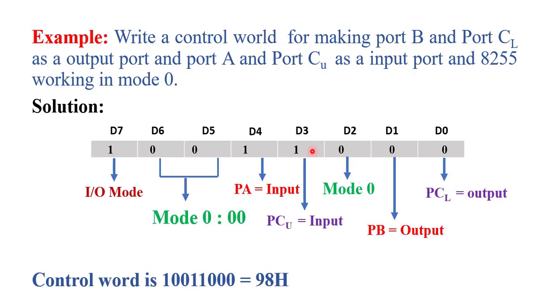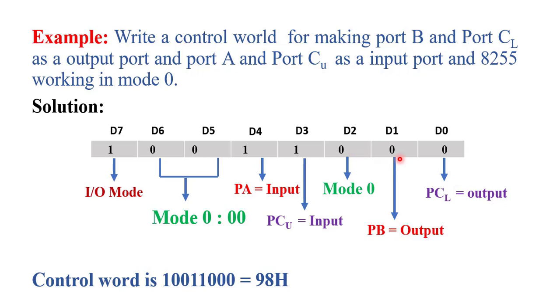Now the D3 bit. The D3 bit defines the input output functionality of port C upper. It means port C upper works as an input port or as an output port. Here, given the example, port C upper works as an input port. So this bit is also 1. Next is D2. D2 defines the mode selection of port B. It means which mode port B is working in. This bit is 0 for mode 0 or 1 for mode 1. So port B works in mode 0, because 8255 is working in mode 0. So this bit is also 0.